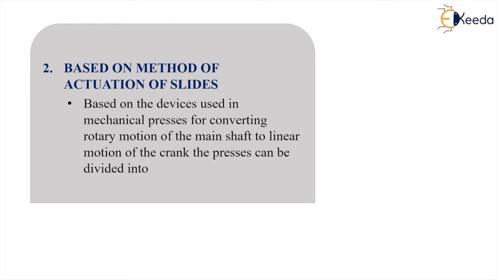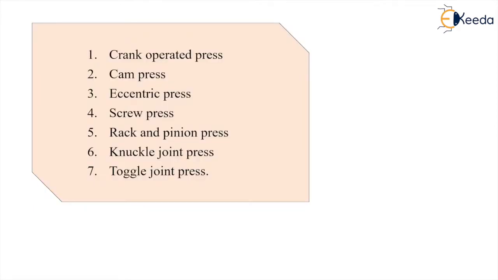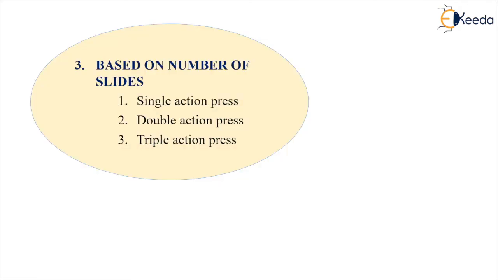The next classification is based on the method of actuation of the slides. Based on the devices used in mechanical presses for converting the rotary motion of the main shaft to the linear motion of the crank, the presses can be divided into the crank operated press, cam press, eccentric press, screw press, rack and pinion press, knuckle joint press, and toggle joint press.